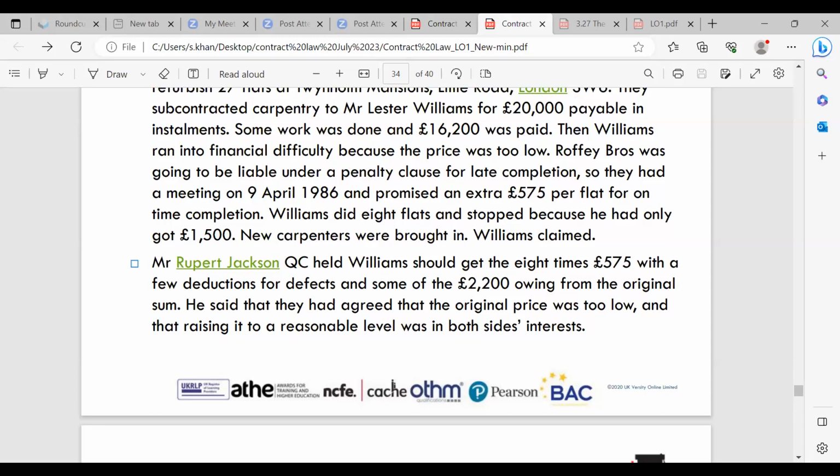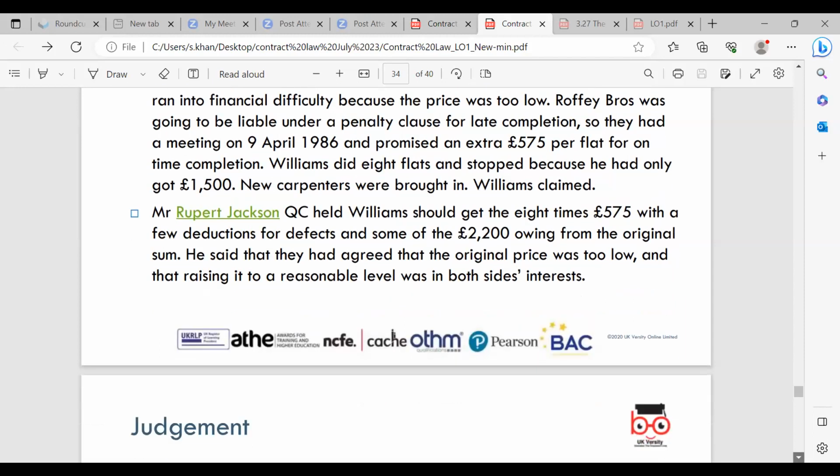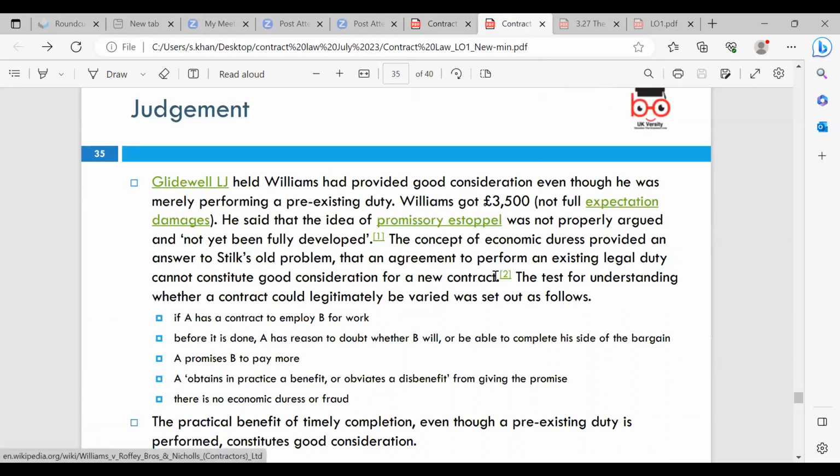He said that they had agreed that the original price was too low and that raising it to a reasonable level was in both parties' interests. In the judgment, Lord Justice Glidewell said that Williams had provided good consideration even though he was merely performing a pre-existing duty. Williams got £3,500, not full expectation damages. He said that the idea of promissory estoppel was not properly argued and not yet fully developed. The concept of economic duress provided an answer to Stilk's old problem.